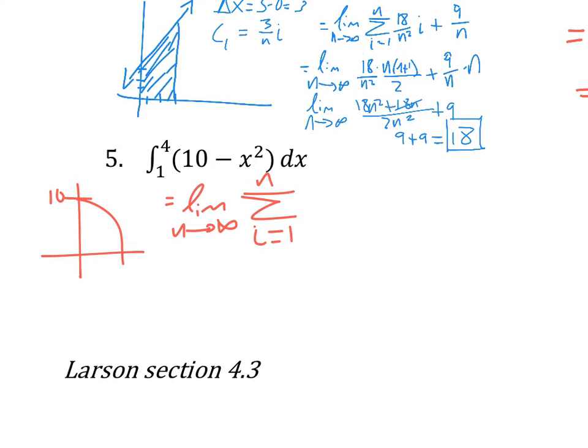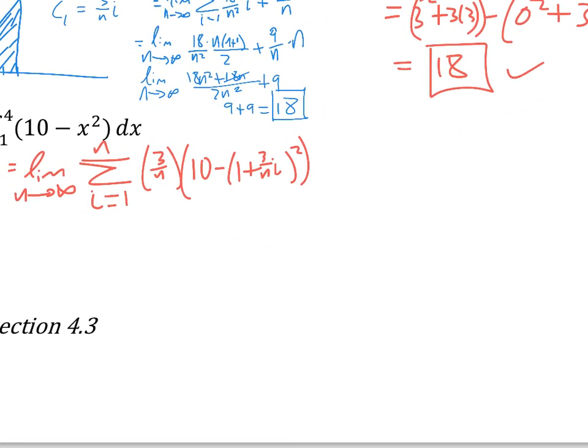And our width is 3, so we're going to have 3 over n. And our height is going to be 10 minus, and we're going to have a starting value of 1 plus 3 over n times i. Okay, so it's going to take a little bit of algebra to calculate this here, but we can do that. Let's just simplify the sum, and then we'll come back to that limit. All right, don't forget the limit, though.